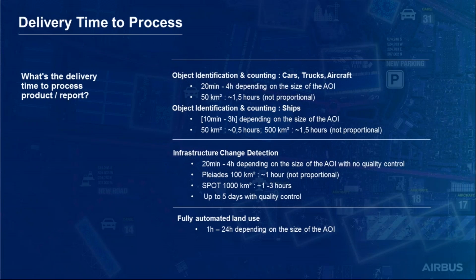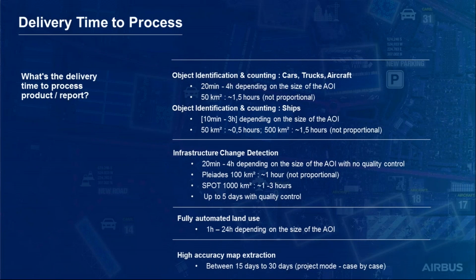For the fully automated land use, anything between an hour and 24 hours. And for the high accuracy map extraction, so this is a semi-automated product, it can take, on average, between 15 and 30 days. But it could be more, it could be less. Really, we manage this product in project mode, and it's on a case-by-case basis.